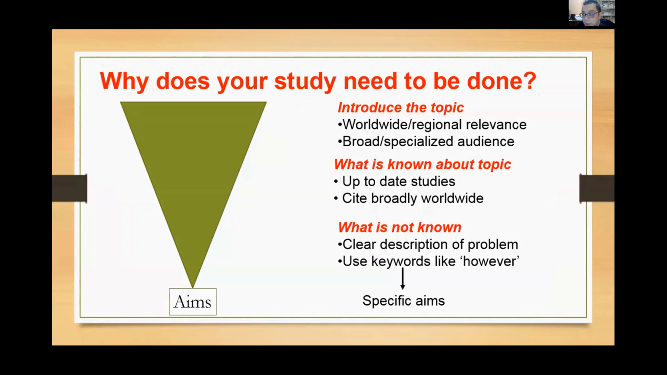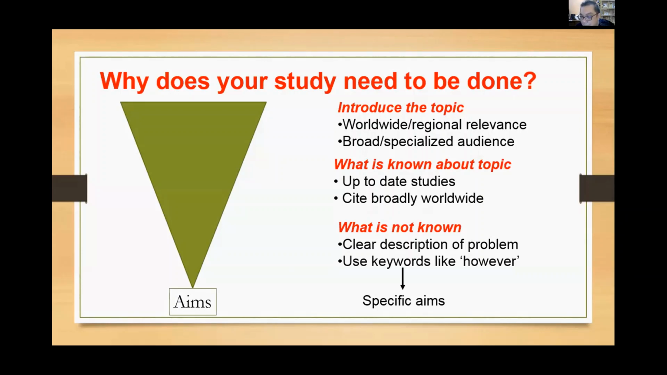So introduce the topic: worldwide, regional, relevant. Broad or specialized audience. You have to understand whether your problem is a worldwide problem or a regionally relevant one. Is your target audience a broad audience or just a specialized audience? Okay, that's what you have to know. So what's known about the topic? Use up-to-date studies. Don't use very old literature.